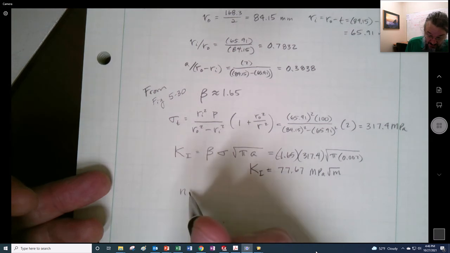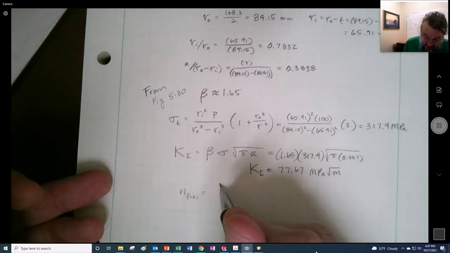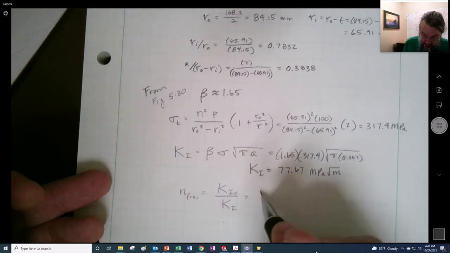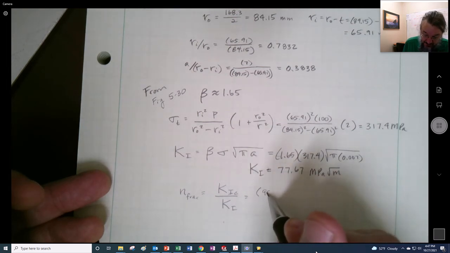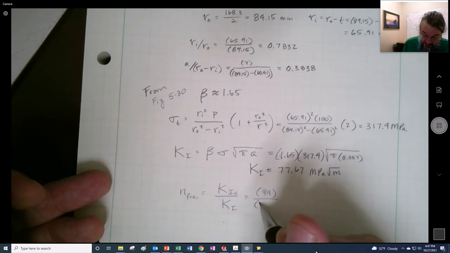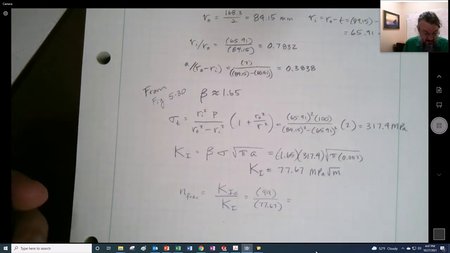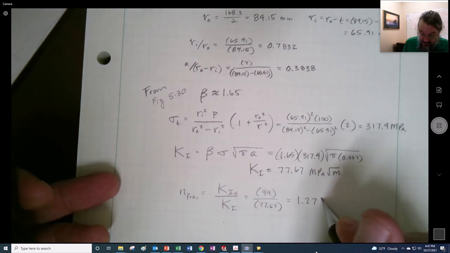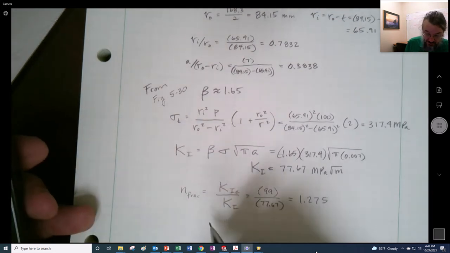So we could find the safety factor from fracture, which is going to be KIC over KI. And so we're going to take a 99 over 77.67, and we end up with 1.27. I'm going to use this for a calculation, so I'll keep more than 2 decimal places this time.